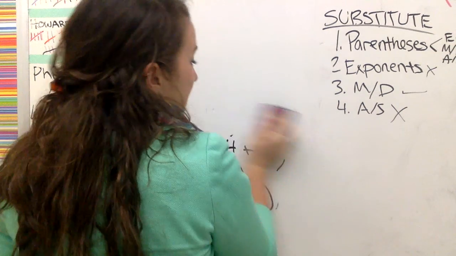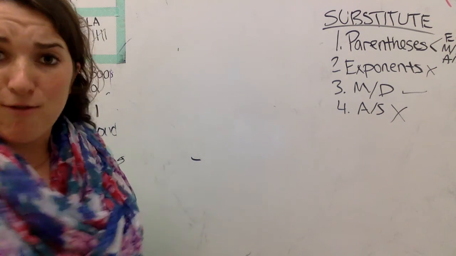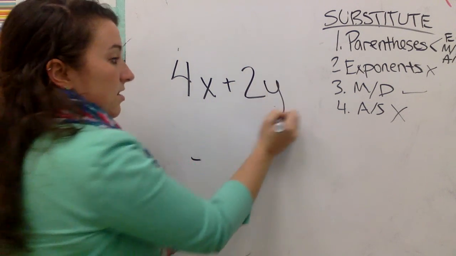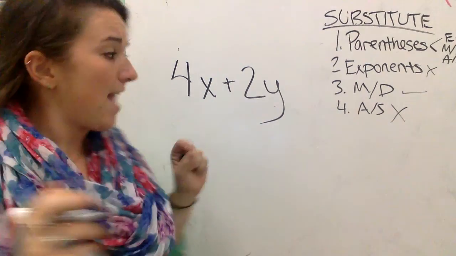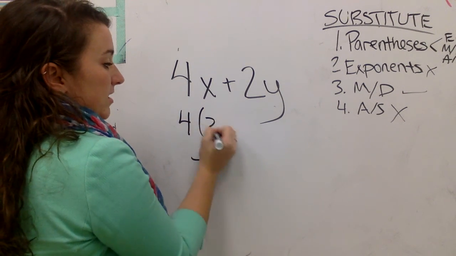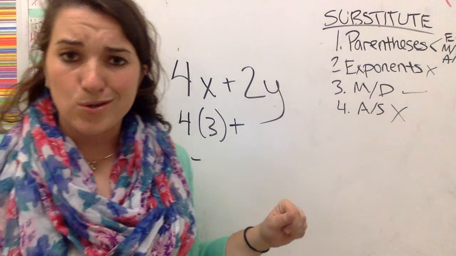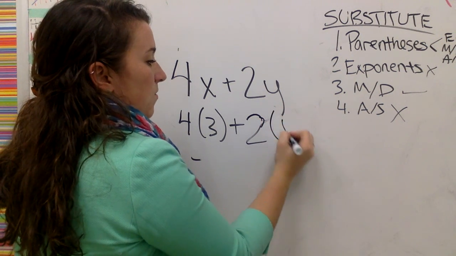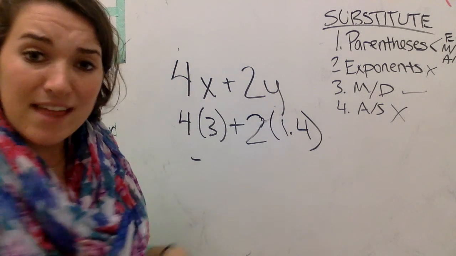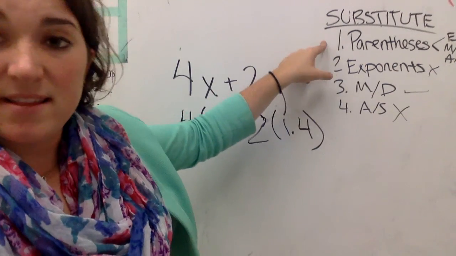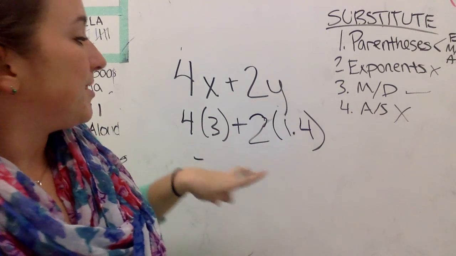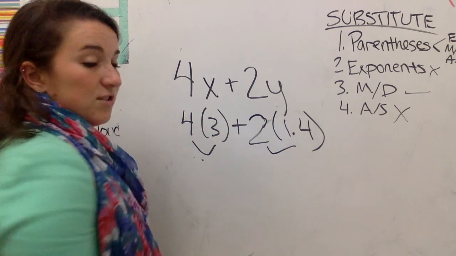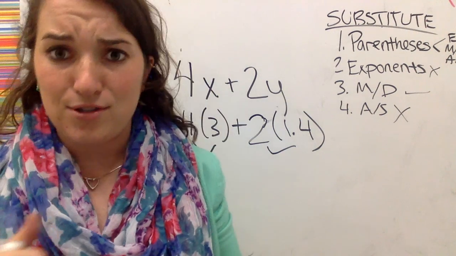Okay, just quickly for this next problem, what you're doing when you have 4x plus 2y, in the substitution, all that you do is put the 3 in for x because x equals 3, so it would be 4 times 3, and then we know that y equals 1 and 4/10, so it would be 2 times 1 and 4/10. Then when you solve this, you don't have any parentheses, you don't have any exponents, you just have multiplication and division. So you need to solve 4 times 3, and then you need to solve 2 times 1.4, and then you'd add those two terms together.